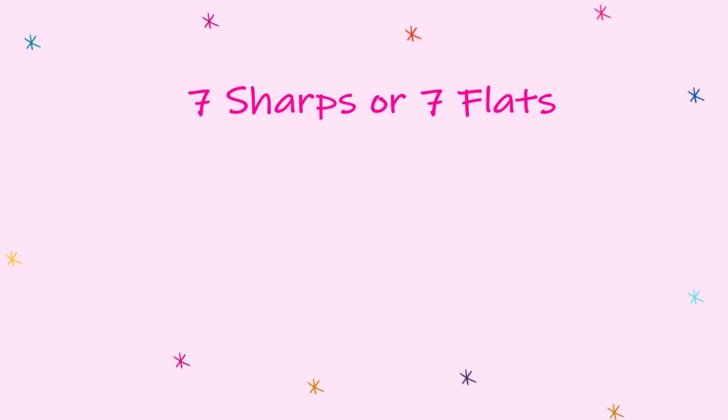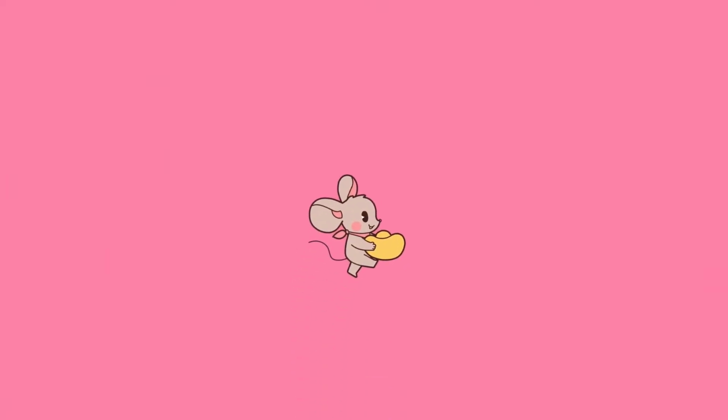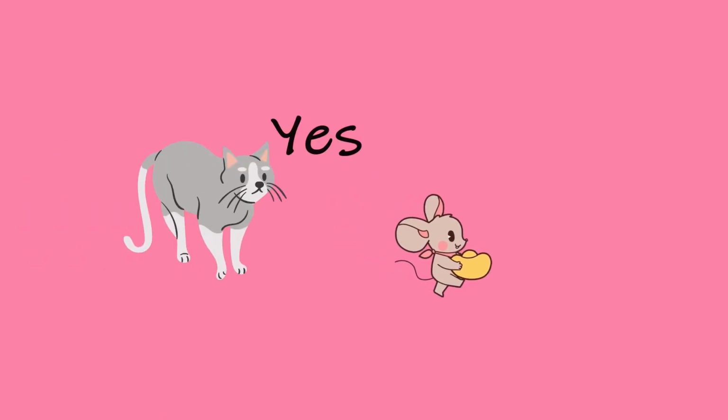We only use scales that have up to 7 sharps or 7 flats. They'll make up 14 major scales, plus C major, which has no sharps or flats. So in total, 15 major scales. But if they sound the same, do I have to know the enharmonic equivalence as well? Yes.